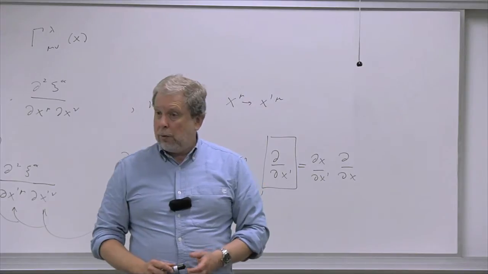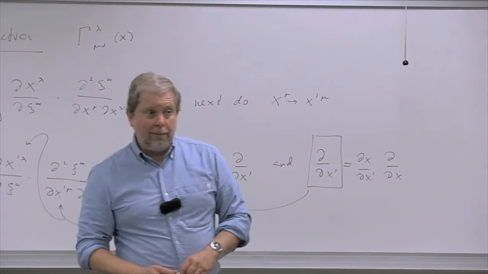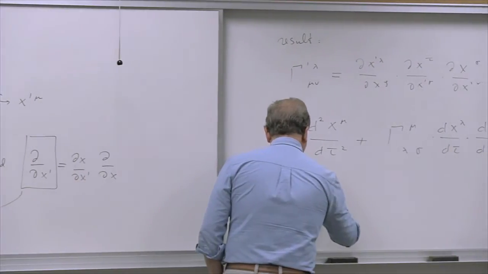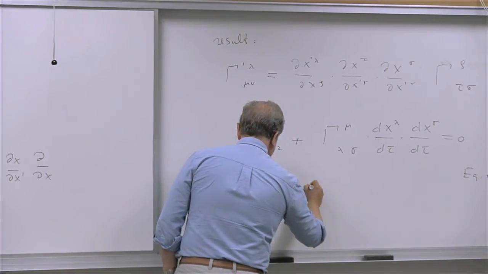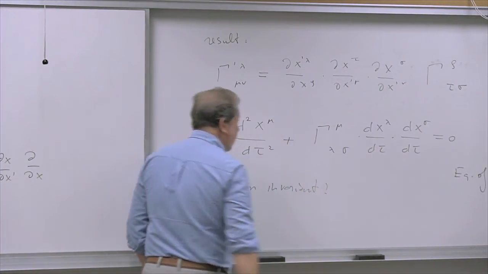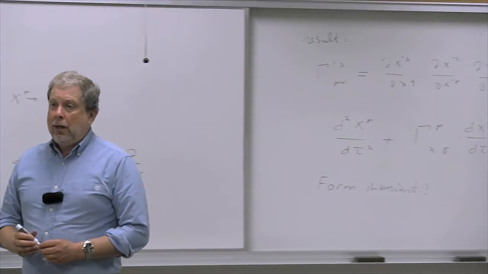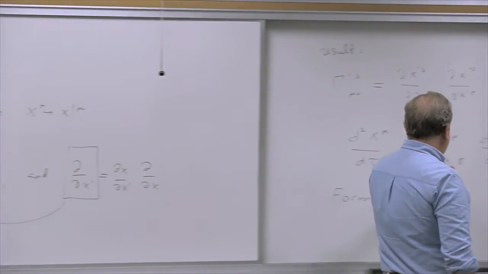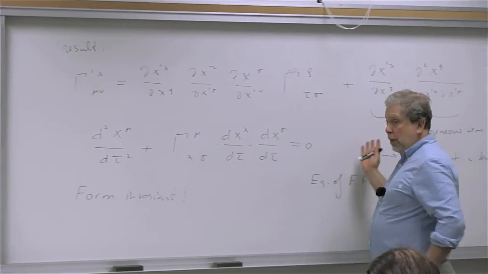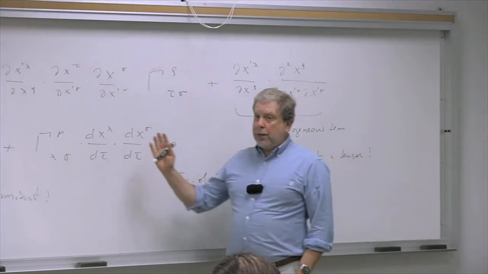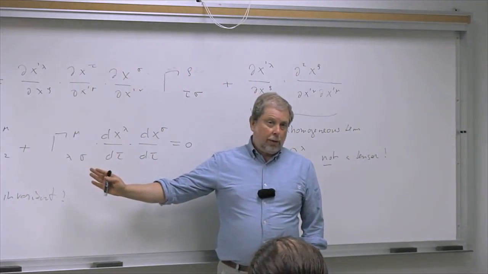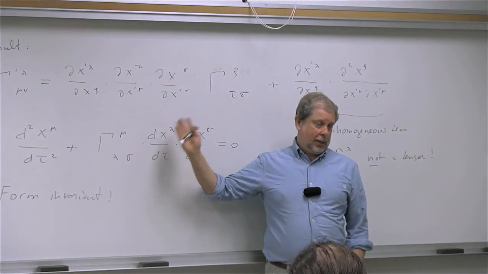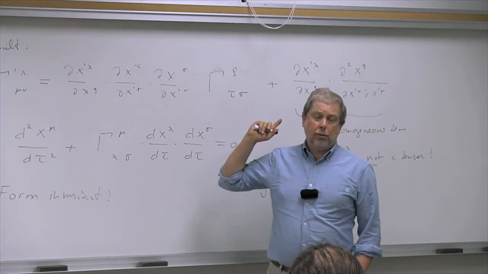And the answer is no. No, this equation is in fact form invariant. This equation is form invariant. And so how does that happen? Well, the Γ is not a tensor because of the inhomogeneous term, right? So when you do the coordinate transformation from x to x', it picks up an extra piece, which is the one I just wrote.